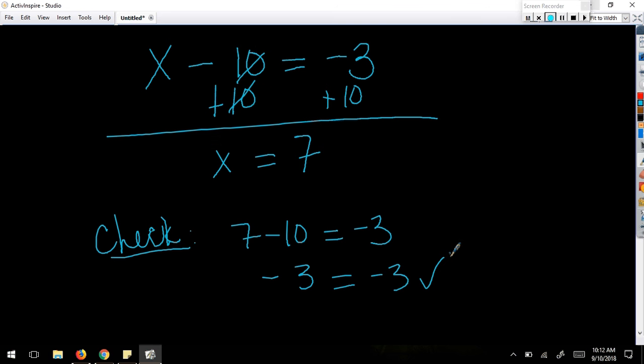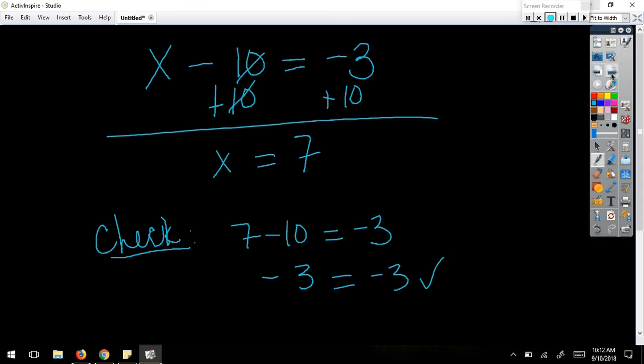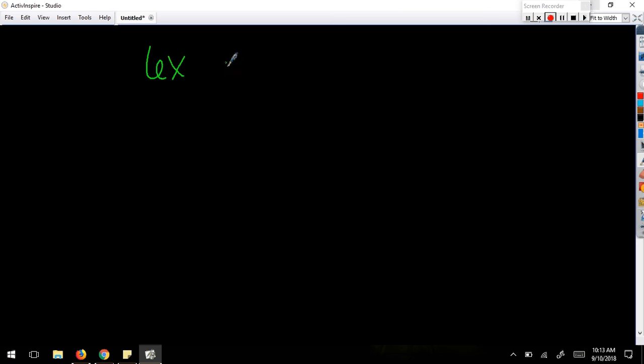Let's look at a multiplication one. This time, what is hooked to the x? What is being done to x? It's being multiplied by 6. So the opposite of multiplication is dividing, division. So if I divide, I'm going to do this just like a fraction.